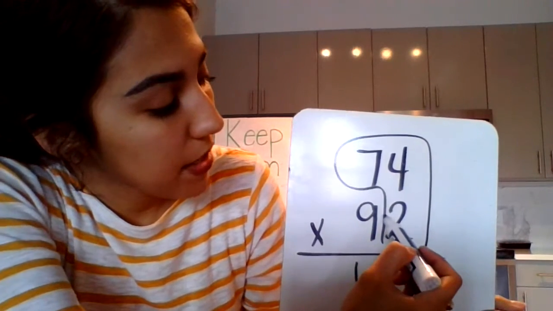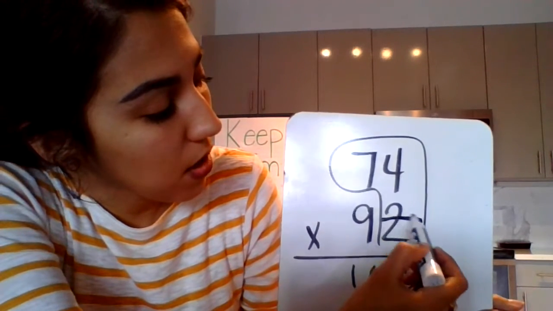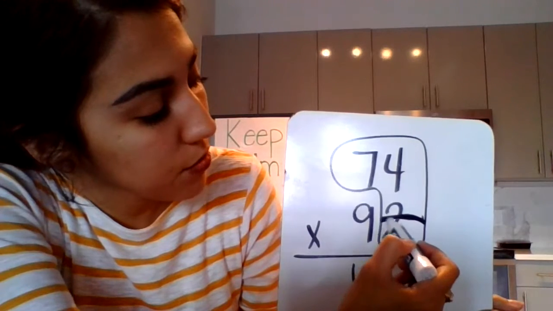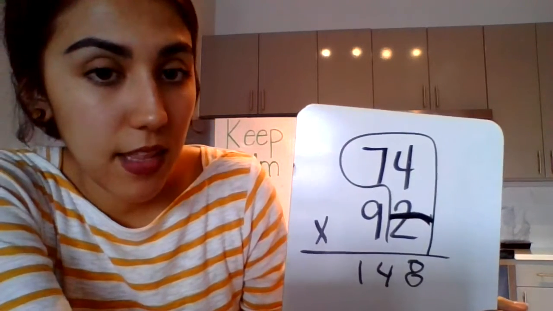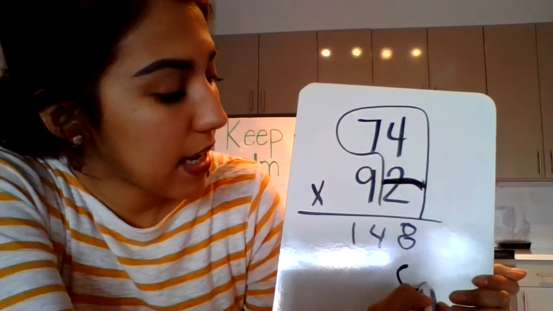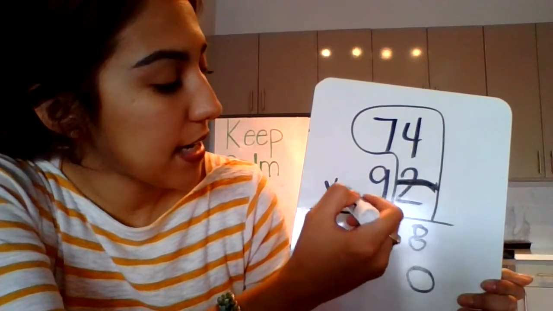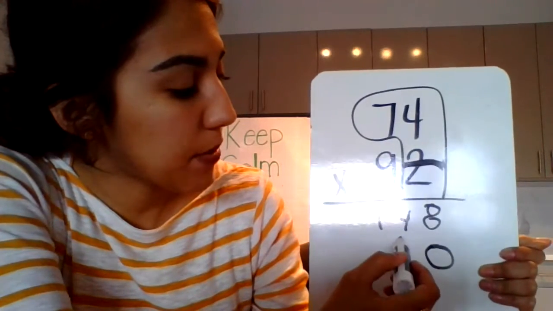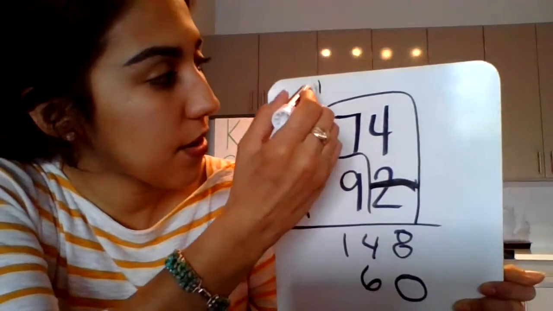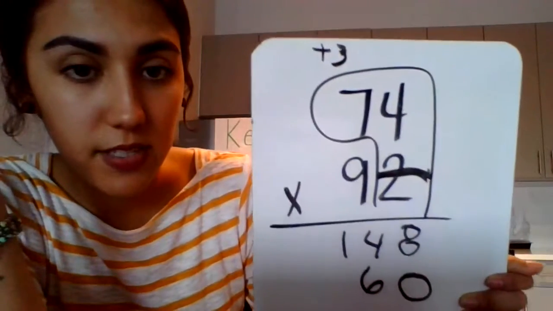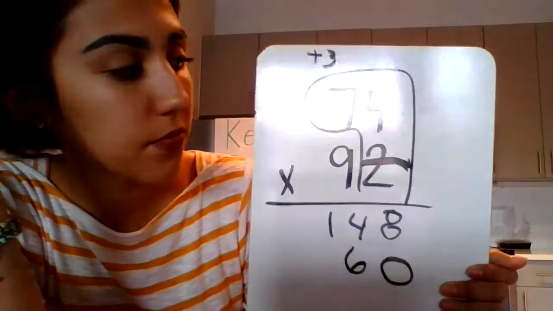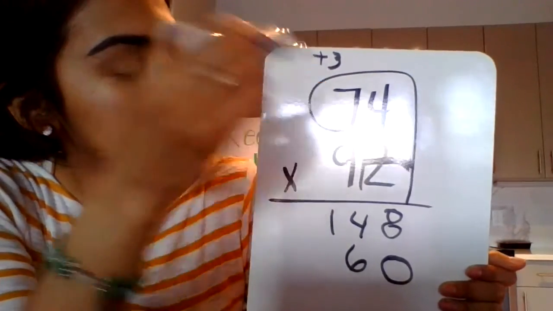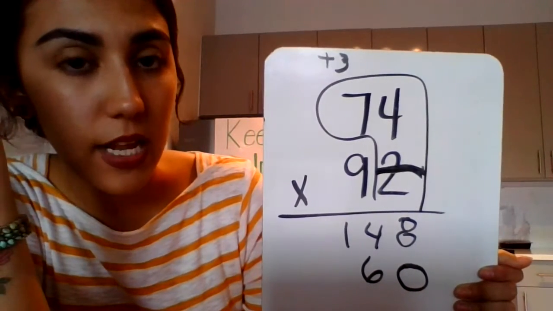Now we decided to make our turtle our pet, so we're going to put the collar on it and we're going to cross out that 2 because we're done with it. And then our turtle laid an egg named 0. 9 times 4 equals 36. I'm going to drop my 6, carry the 3 above the 7. 9 times 7 equals 63.